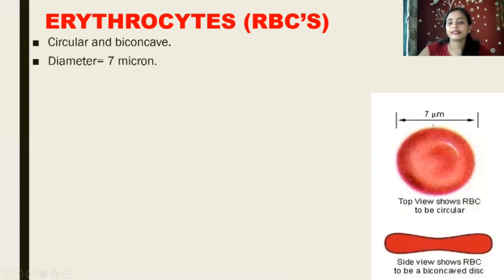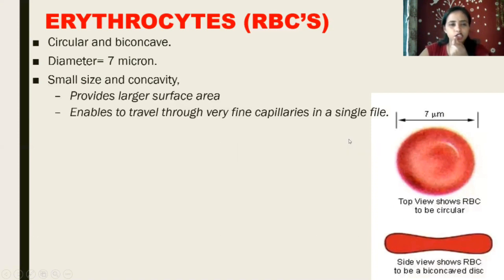Diameter is approximately 7 micron, or it is even called 7 micrometer. 1 micron or 1 micrometer is equal to 10⁻³ millimeter. That means 1 millimeter, if it is divided into 1,000 parts, the small unit which we get is called micron or micrometer, which is represented by mu. Okay, so this is the diameter. That means it is extremely small in size. You can imagine it is very small.